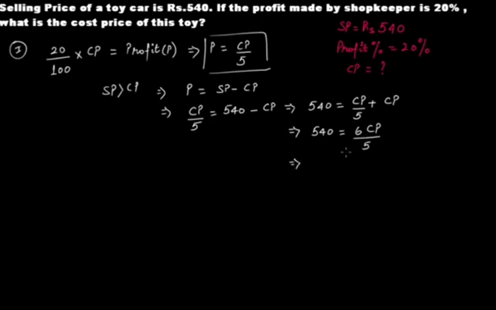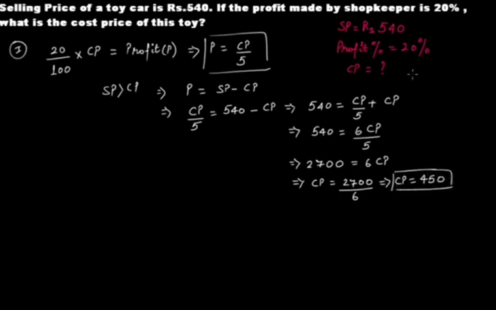If we solve this, we get 540 times 5, that is 2700, equals 6 cost price. From here you get CP is equal to 2700 over 6. If we divide this, what do we get? 6 times 4 is 24, remaining 3, 30, 6 times 5 is 30, so cost price comes as rupees 450.